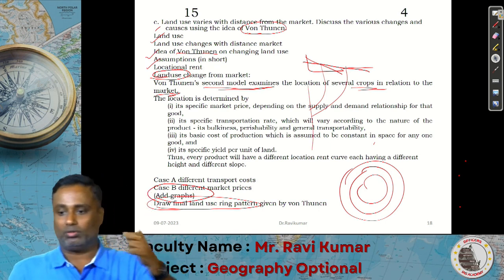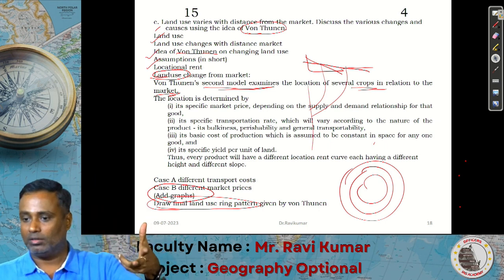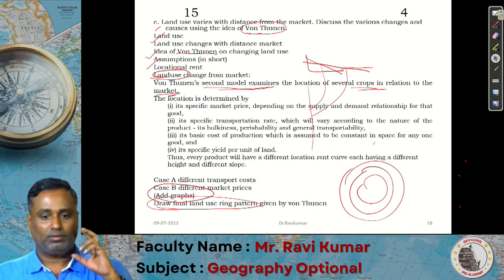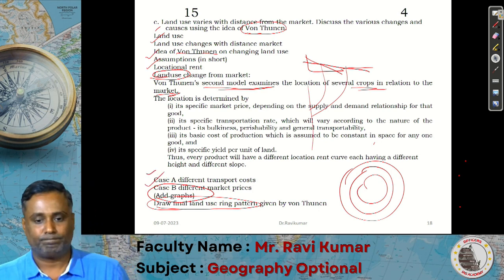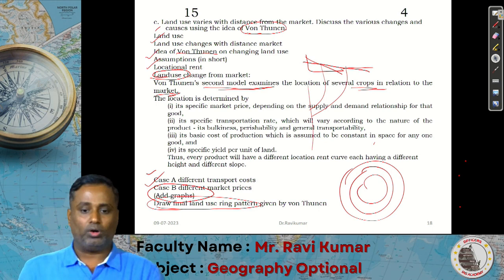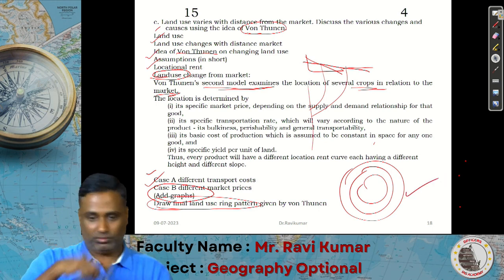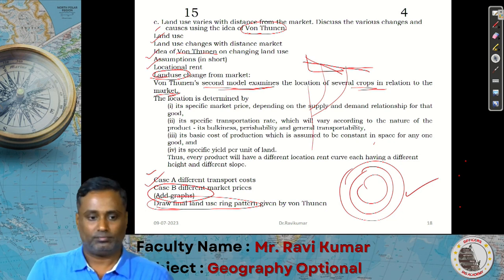No need to write the first one. No need to draw economic rent. No need to draw the intensity model. Directly go to the various crops with case A and case B. Okay, so two pages will go on this. On the last page, draw the circular diagram, give the conclusion and finish it up.